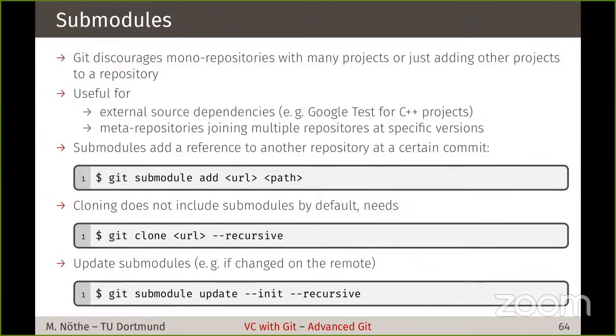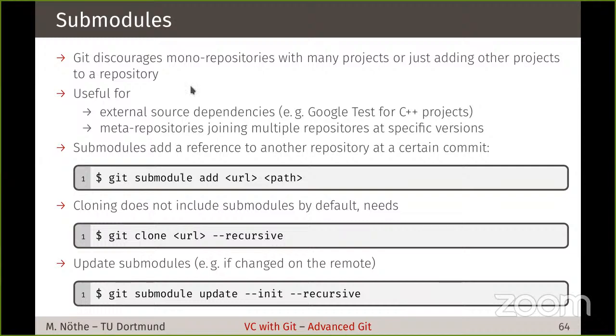And I thought there were questions about this in the Slack, so I will just continue to explain the submodules shortly. So Git, in contrast to other version control systems, discourages so-called mono repositories. Mono repositories means that you have many different projects inside of one source control repository, version control repository. And this is, for example, commonly used with SVN. So you have one SVN server for your whole company or your whole developer group.